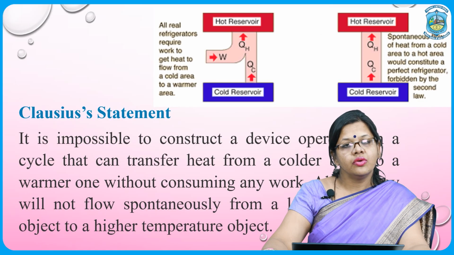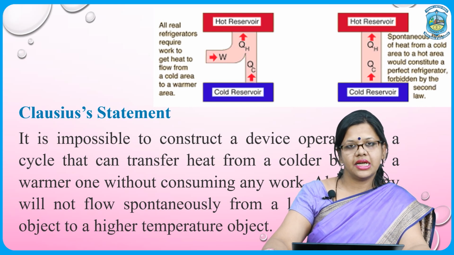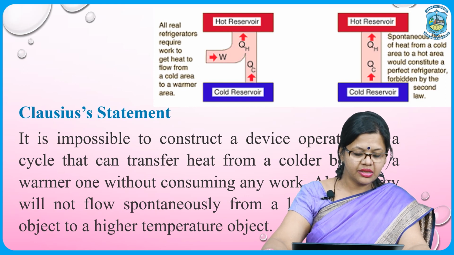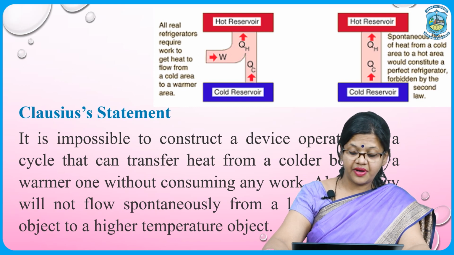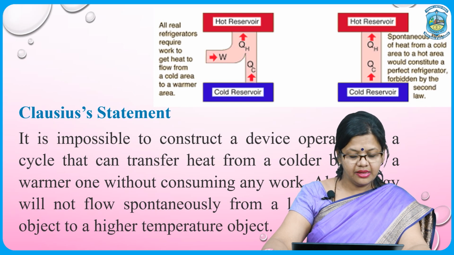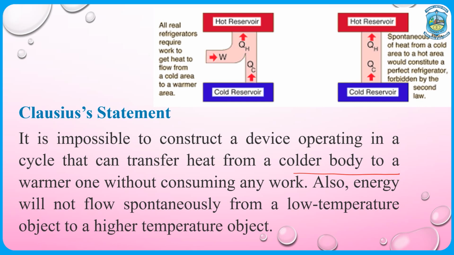So, now coming to the actual statement for the second law, there have been many statements given. One of the most important statements is that given by Clausius. What does it state? It is impossible to construct a device operating in a cycle that can transfer heat from a colder body to a warmer body without consuming any work. Also, energy will flow spontaneously from lower temperature objects to higher temperature objects.